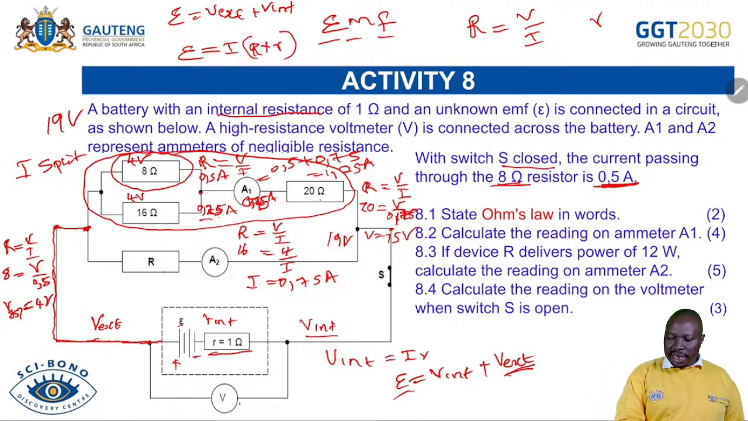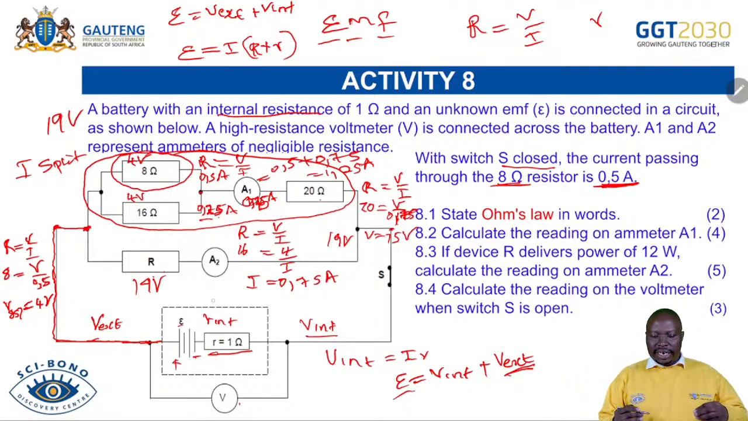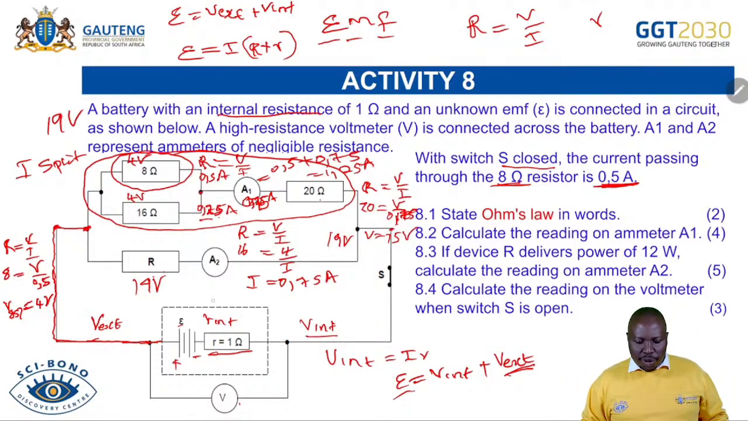And then because they are in parallel with this R here, it means the voltage here will be 19 volts, because the voltage across the parallel combination remains the same. Look at the beauty of all that knowledge that we were doing when we started with the lesson.